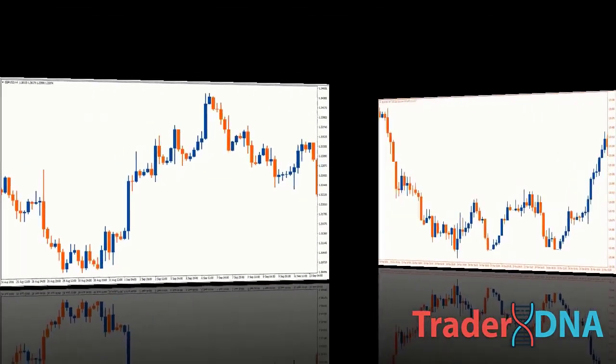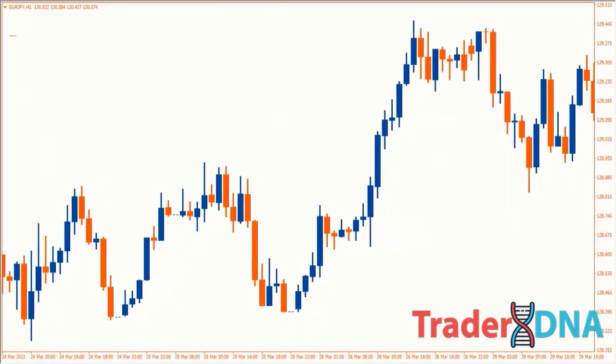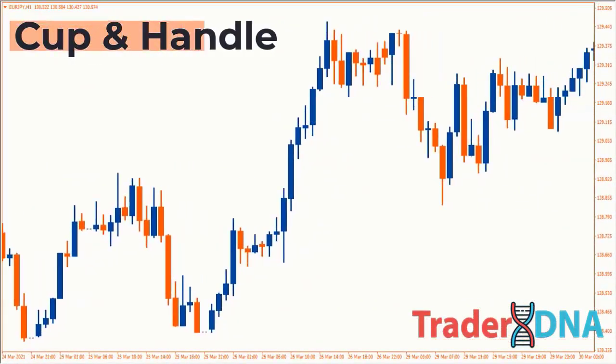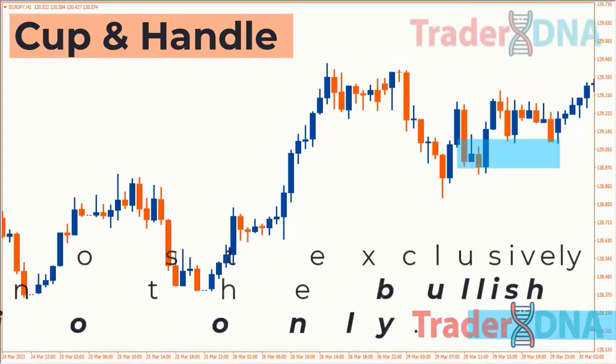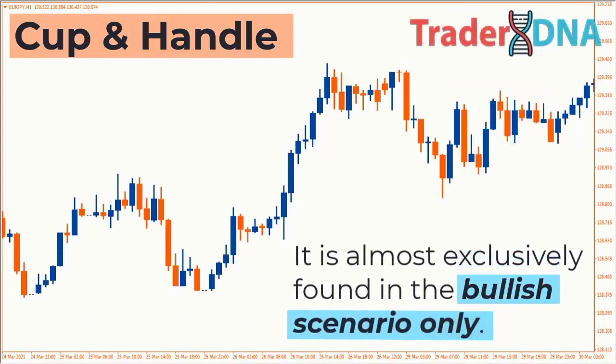Sixth, cup and handle. Unlike other chart patterns, the cup and handle pattern does not work equally for both the bullish and bearish scenario, as it is almost exclusively found in the bullish scenario only. Hence, we don't hear people talking about bullish cup and handle or bearish cup and handle, because when they say cup and handle, it is understood to refer to the bullish version. Based on the 2 main categories of chart patterns, continuation versus reversal, most people tend to classify the cup and handle pattern under the reversal patterns category.